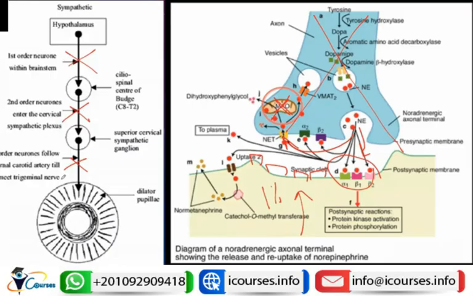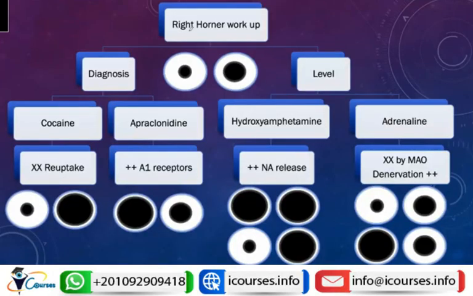So how to summarize all of this? If we have a patient who has right Horner or right small pupil, then we have two tests to diagnose and two tests to detect the level. Cocaine prevents the reuptake of norepinephrine, so it will increase the norepinephrine at the neuromuscular junction, causing dilatation of the normal eye. But since the abnormal or Horner eye will have little or no norepinephrine, it will cause no dilatation. So the anisocoria will increase. This means that the patient has Horner, as cocaine does not dilate the Horner pupil.